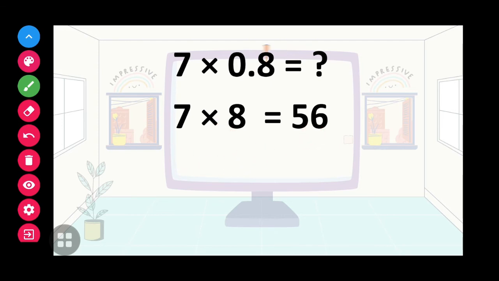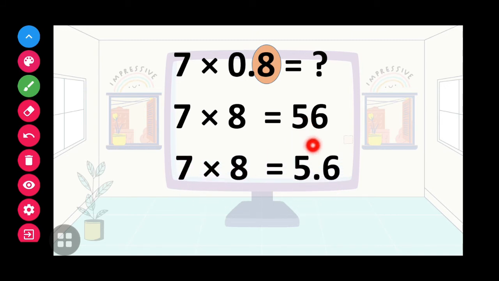Now we have to count the decimal places. We have only one decimal place in the whole sum, so it should be depicted in the answer as well. This answer 56 we got should also have one decimal point, because in the sum we have one decimal point.